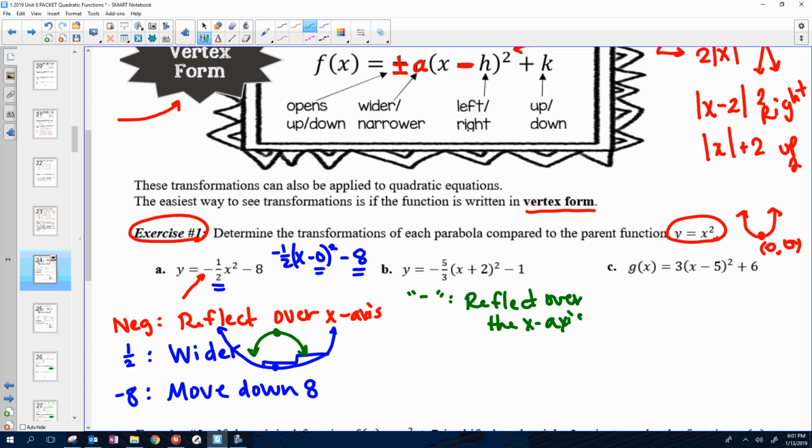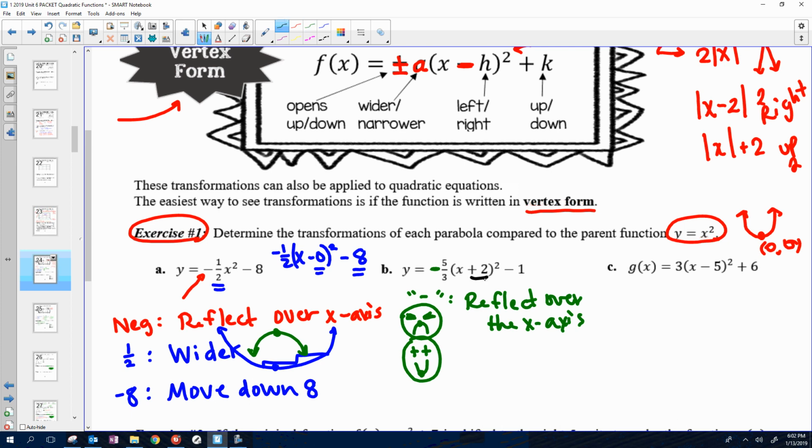I do have a way of remembering that. When there's a negative in front, it'll be like a Mad Max, maximum, looking mad. If you slant his eyes, he looks a little madder. If there's a positive in front, I call her Pretty Minnie. She has a minimum, and she's a little prettier than Mad Max. So if there's a positive in front, it won't reflect. If there's a negative, it reflects over the x-axis.